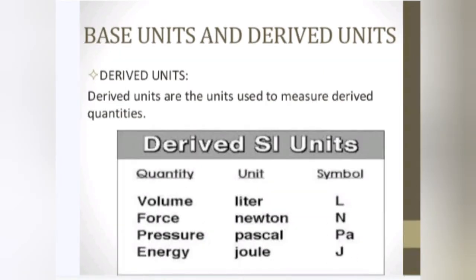Base units and derived units. Derived units. Derived units are the units used to measure derived quantities. They are obtained from the combination of 2 or more basic units. For example, velocity, its unit is meter per second. It is derived from displacement over time. Displacement, length and time are basic quantities, which have basic units of meter and second respectively. Other derived quantities and their units: volume, liter; force, Newton; pressure, Pascal; energy, joule.